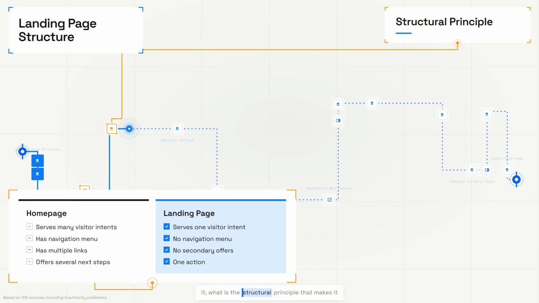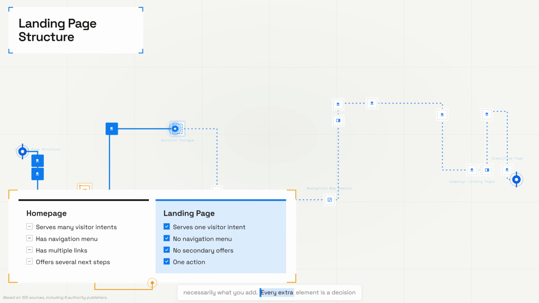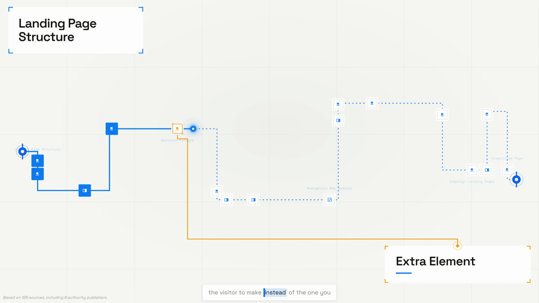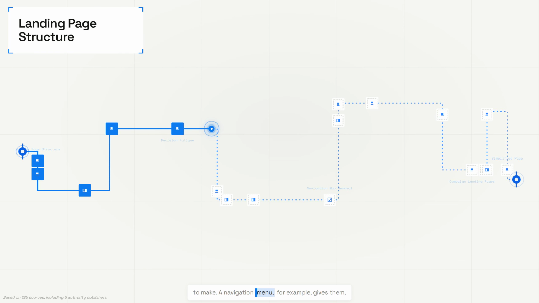So if a landing page is not just a website page with a form on it, what is the structural principle that makes it work? The effectiveness of a landing page comes from what you deliberately remove, and not necessarily what you add. Every extra element is a decision you are asking the visitor to make instead of the one you actually want them to make. A navigation menu, for example, gives them, say, 8 ways to leave.